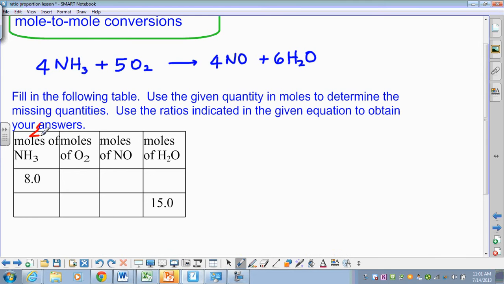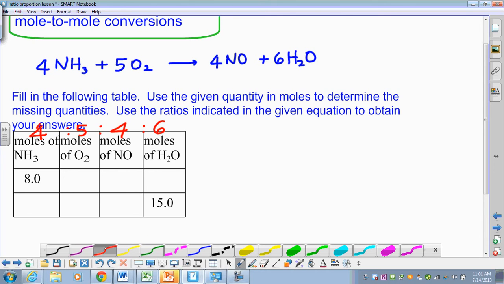And the given ratios are 4 moles of this quantity will react with 5 moles of this quantity, resulting in 4 moles of this and 6 moles of water. Now the first one is actually pretty simple because it's a whole number multiple. From 4 to 8 is exactly double the amount, right? So can you see what the other values are going to be even without using any formulas or conversion factors? If this is 8, everything has to be doubled. The ratio was 4 to 5, so it should be 8 to 10.